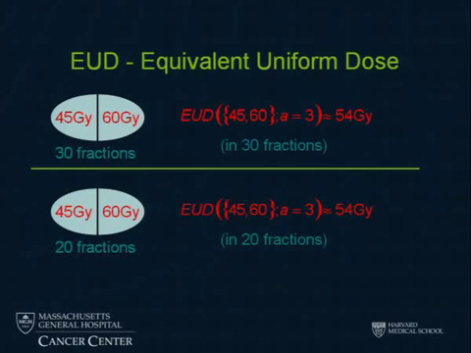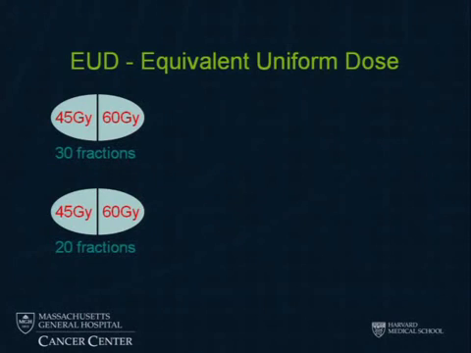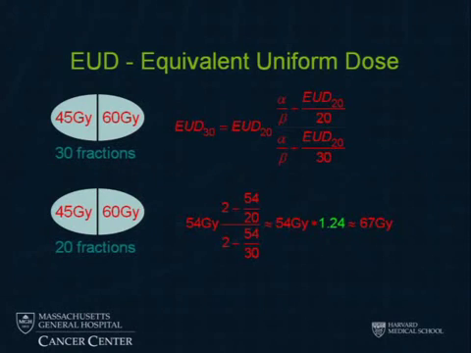So let's say you want to know how much this dose is in terms of 30 fractions. It's easy actually to calculate. Again, using your favorite LQ model, you calculate what's the equivalent uniform dose from this dose distribution if I deliver it in 30 fractions. Based on the LQ model, it's about 67 gray. So this dose distribution, given in 20 fractions, is equivalent to 67 gray delivered perfectly uniformly in 30 fractions. So my correction factor, you may call it, is about 1.24.